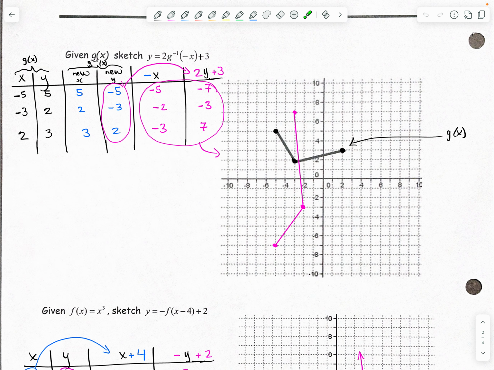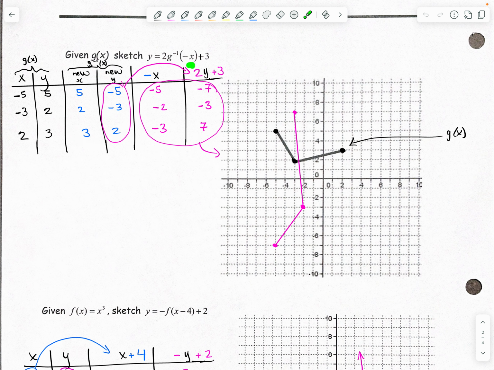And then take the inverse of these, because I have to take g inverse and I apply the transformations to g inverse. So taking the inverse means swap the x and y's like I've done here. Swap them. I call this new x and new y. That's g inverse x. Okay, good. And now apply the transformations to this.